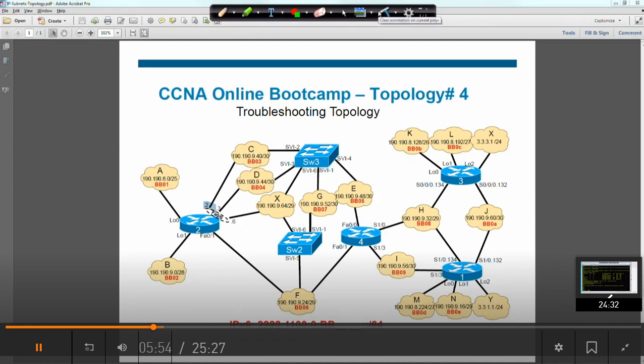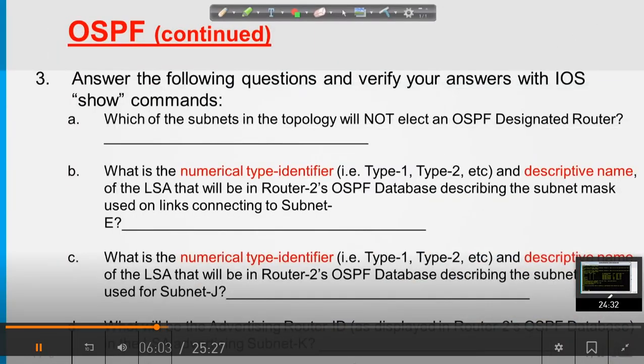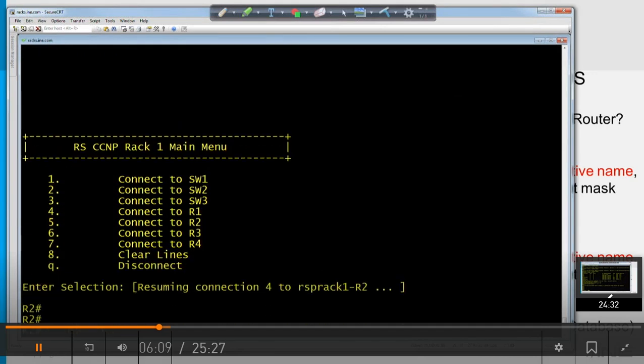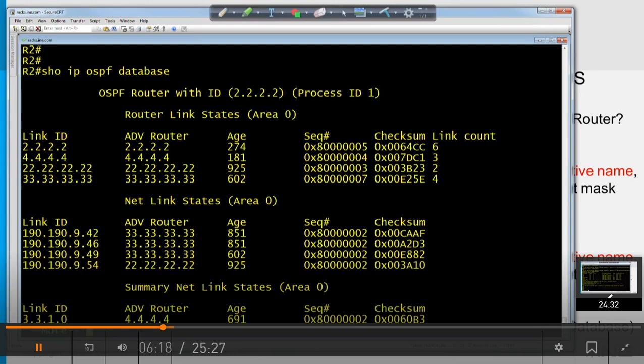Let's verify that. Okay, so let's go into router 2. Show IP OSPF database. We'll start at a high level and then we'll drill down a little bit. And we can see here that these are all the router LSAs that he's got. Here's the router LSA that he got from switch 3, and here's the router LSA he got from router 4. And this is why we made the router IDs nice and easily visible.